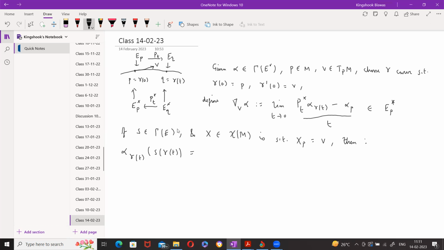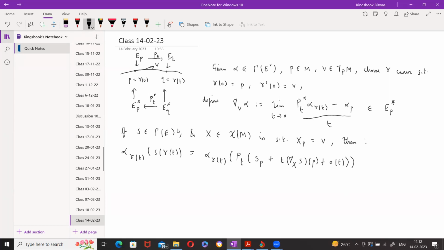Now, how do I compute this derivative? I can use first order Taylor expansions. Remember, for a section of a vector bundle with a connection, if I look at the section along a curve, I had this first order Taylor expansion: S at the point gamma t, I can write as PT of S at P plus t times nabla X S at P, plus little o of t. We had this first order Taylor expansion, right?